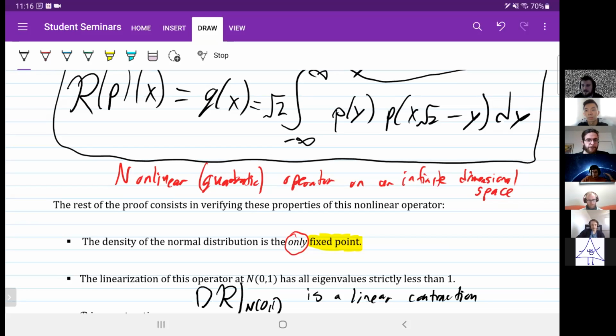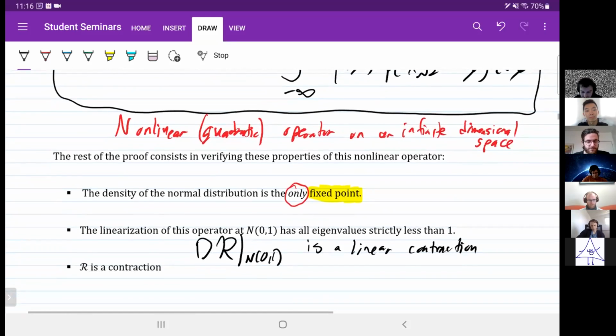The eigenvectors look like Hermite polynomials times Gaussians. This is actually an operator you can do this exactly for. That's not always true in renormalization, but here you can do it exactly.